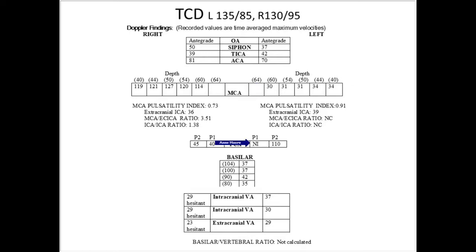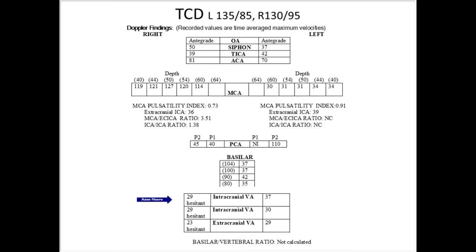Interestingly, the P1 segment on the left was not insonated, which was consistent with a fetal origin. The P1 segment is actually absent in these with a fetal origin, and the P2 segment is being fed by the left internal carotid, which again is elevated to try to bring some flow out to the distal left MCA territory.